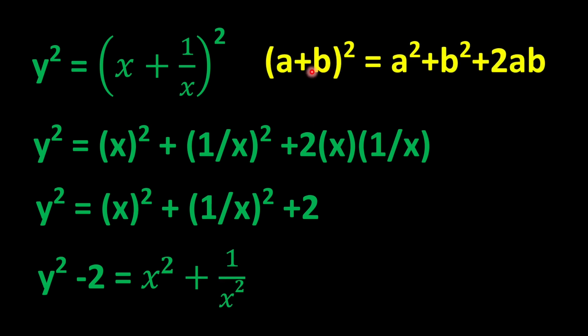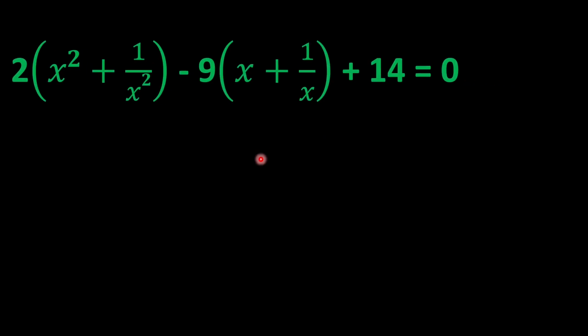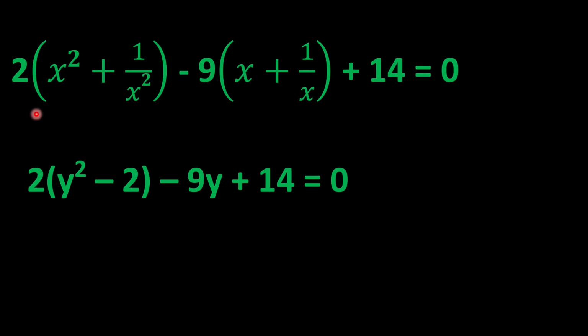So this was the formula which we have applied over here: a plus b whole square equal to a square plus b square plus 2ab. So now we have this question: 2 into x square plus 1 over x square minus 9 into x plus 1 over x plus 14 equal to 0. According to our supposition, this x square plus 1 over x square is equal to y square minus 2, and similarly x plus 1 over x equal to y. So let's put these suppositions.